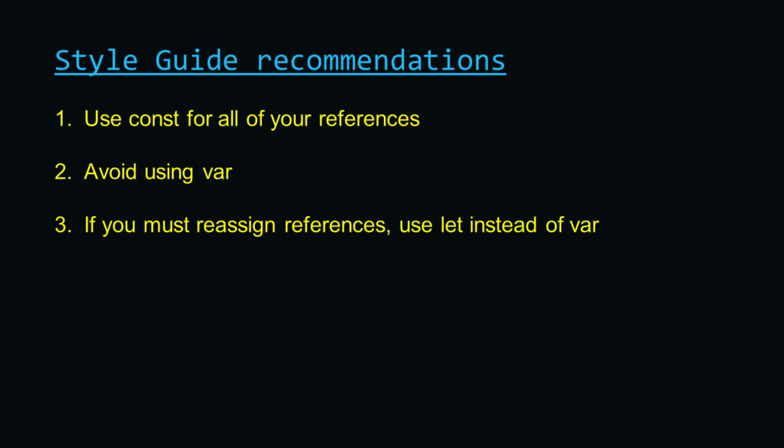How is it possible to use const for all references where, obviously, some references need to be changed? The answer is you should just use a new const wherever you need a new variable, instead of reassigning the original one. This, of course, doesn't make sense, or may even be impossible in some scenarios, like for the variable used for a for loop iteration, which is why the style guide does give the option to use let.